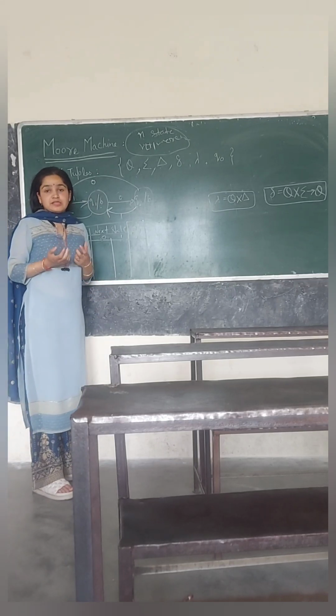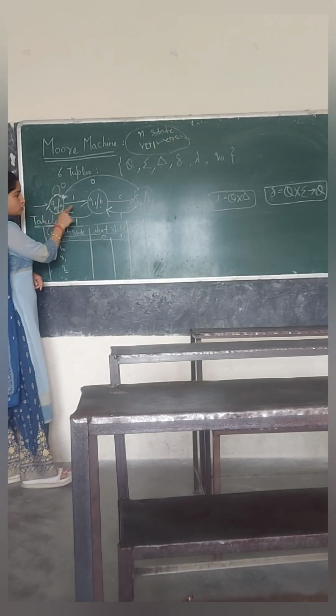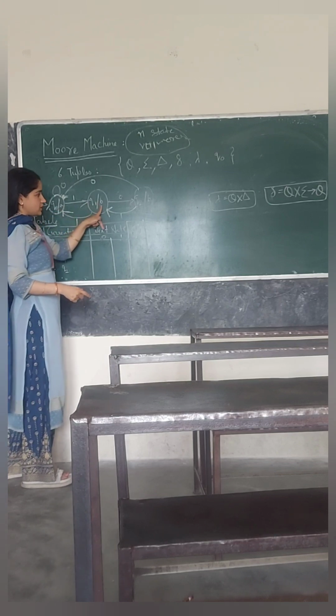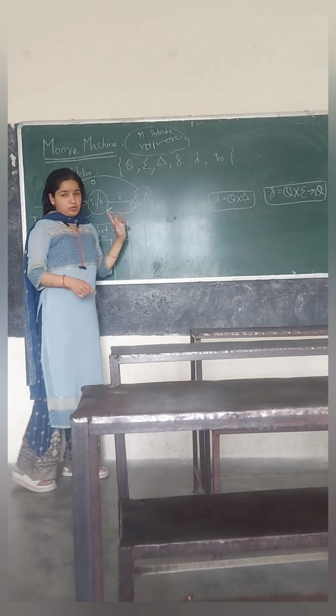is the machine that is associated with the output. That means each state, that is Q0, Q1 and Q2, each has its own output. That is, Q0 has A output, Q1 has B output and Q2 has B output.